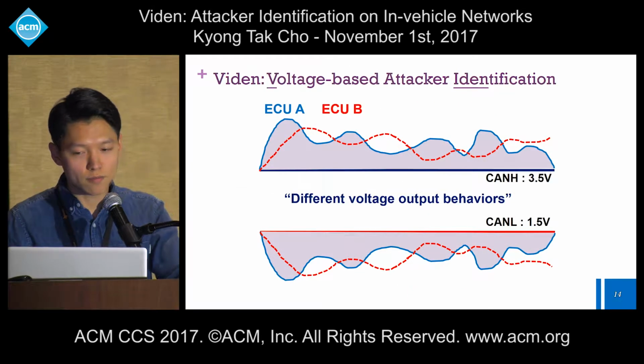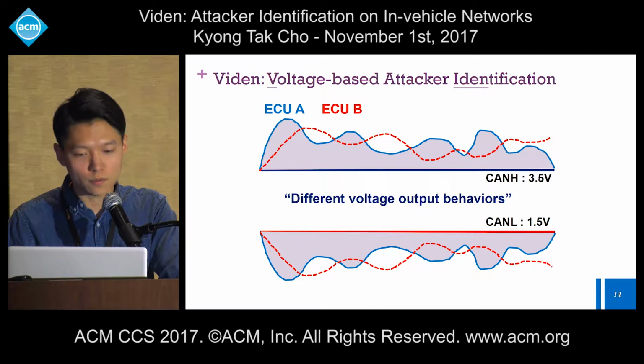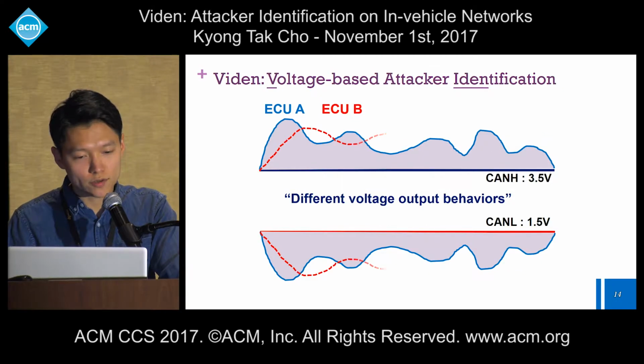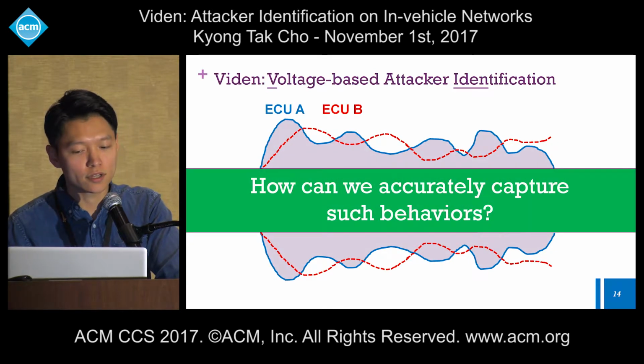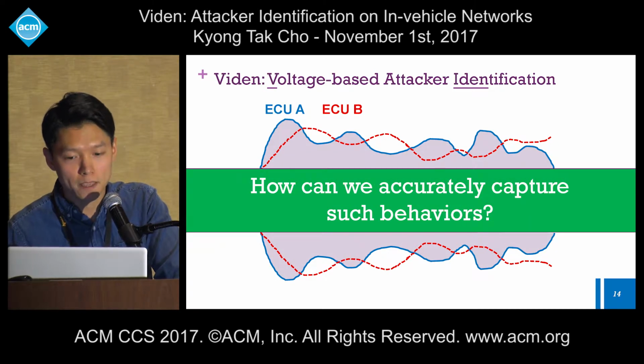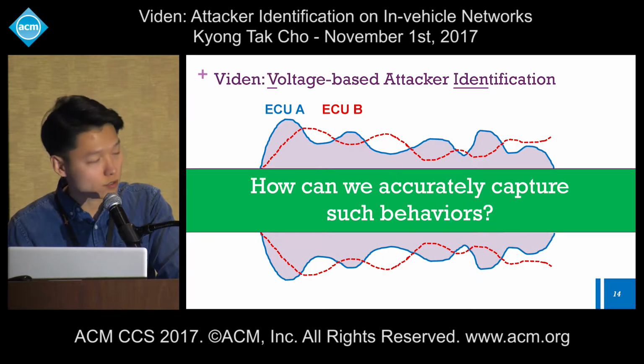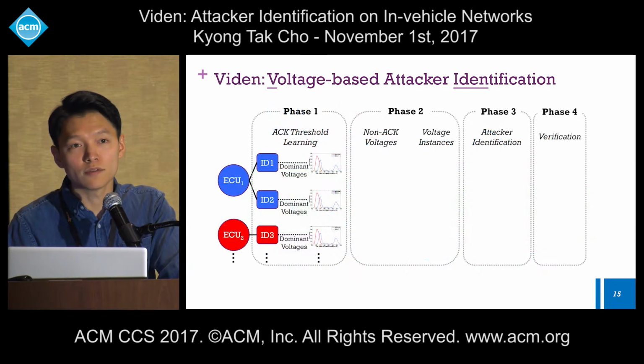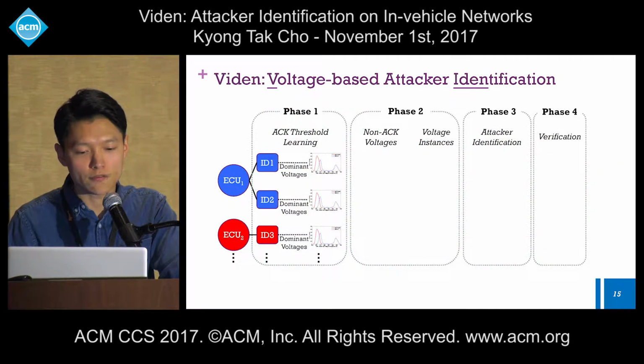As I've briefly explained, each ECU has a certain voltage output behavior, and if the ECU is different, the behavior turns out to be different. Then the question we try to answer is how we can actually capture such behaviors. We captured those behaviors in four different phases. First, a phase called ACK Threshold Learning, which I'll elaborate on in the following slides.